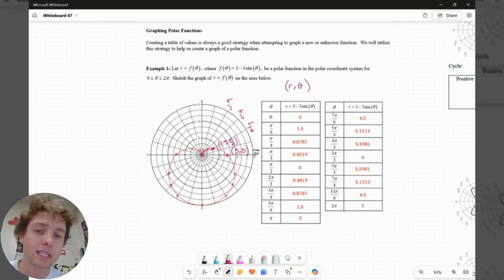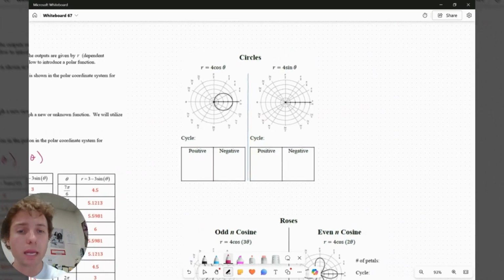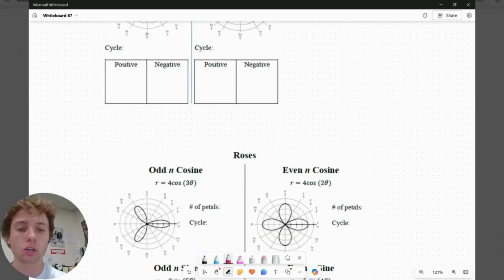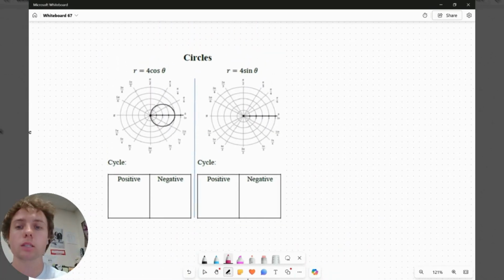There are some really crazy graphs that can happen. If you're interested, I urge you to look up polar graphs on YouTube or something. There are some really cool ones. We're going to stick to some of the basics for this class, though. We're going to primarily focus on circles and roses.